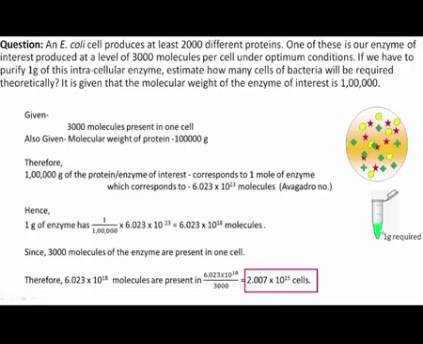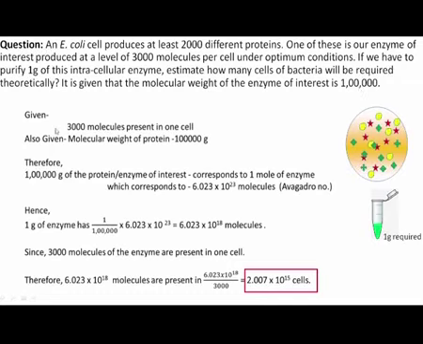So, if we have to purify 1 gram of this intracellular enzyme, what is this intracellular enzyme? This enzyme, that is the green colored component out of all these components, if we want to purify 1 gram. So, the question is, estimate how many cells of bacteria will be required theoretically. It is given that the molecular weight of the enzyme of interest is 1 lakh gram.